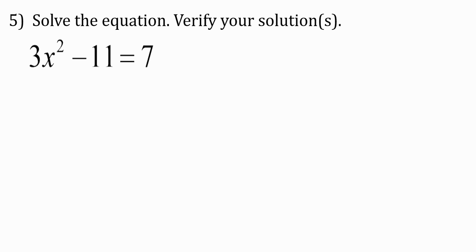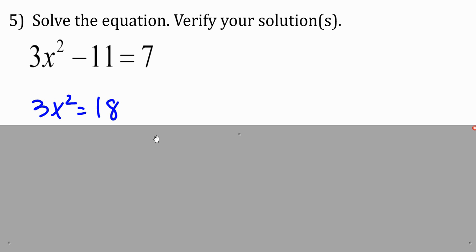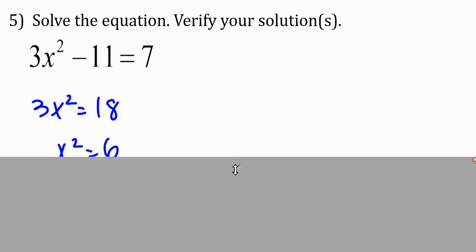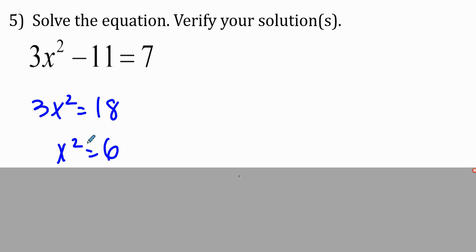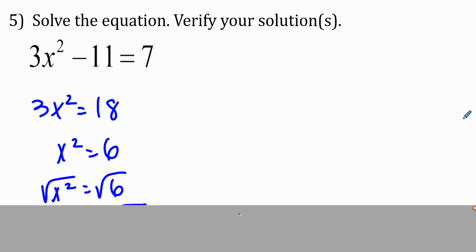Here we have 3x squared minus 11 equals 7. And notice how we only have one variable in the equation, so this lends itself nicely to undoing. We could undo the subtraction of 11 by adding 11 to each side. Then we can undo the multiplication of 3 by dividing by 3. Now to undo something that's squared, we could take the square root.